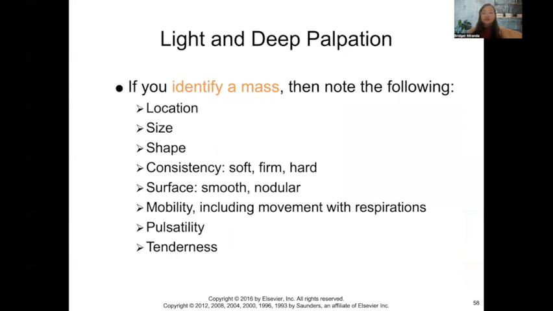If you identify a mass, I need to know location, size, shape. We want to know consistency. Does it feel firm versus hard and unmovable? Is it soft and mushy? Is it nodular, or does it feel like it has nodes? And I want to know, does it move with your respirations? Can you feel it pulsating? So maybe it's an enlarged aortic artery that is very emergent. If it is, you don't want to press too much because again, you could cause it to rupture. And if there are any signs of tenderness.